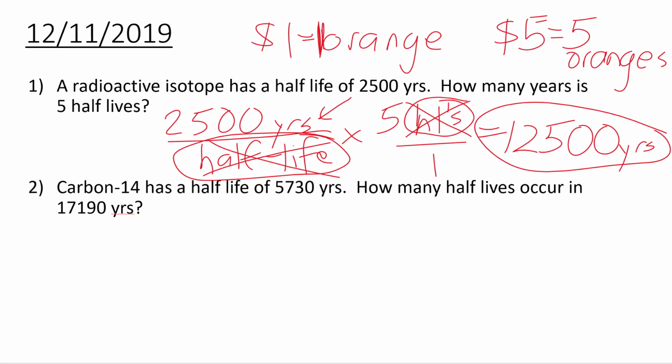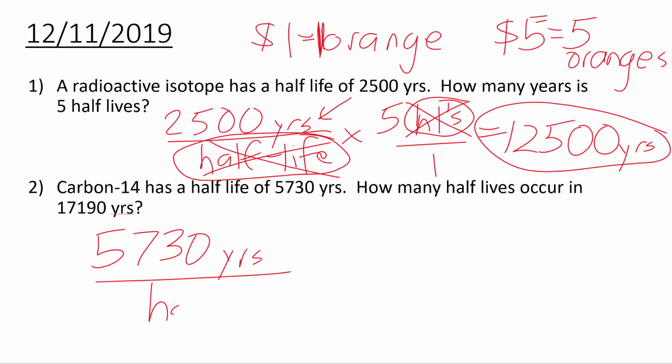On the second question, you have the given, which is 5,730 years per half-life. And you have 17,190 years. Now you want to cancel the years, and you want to have half-life as your answer. That's what it says, how many half-lives. So we need to divide it in a way that's going to get us the answer that we want. So we want to cancel the years. The way you cancel years is to put years on the top and years on the bottom.